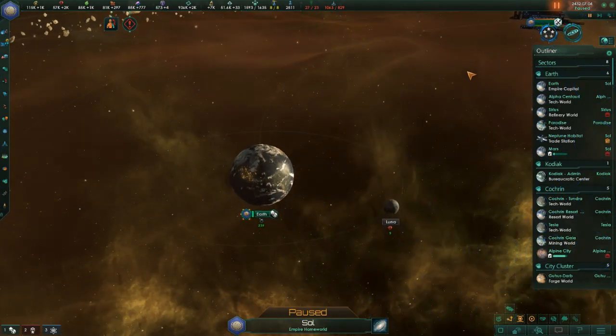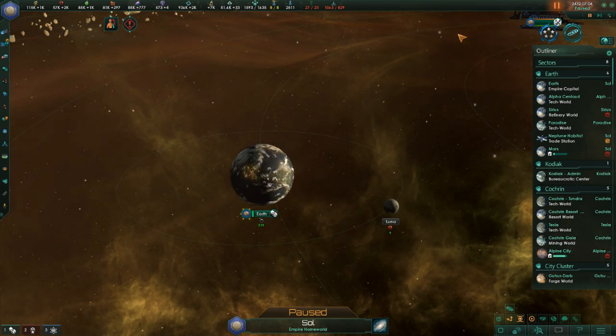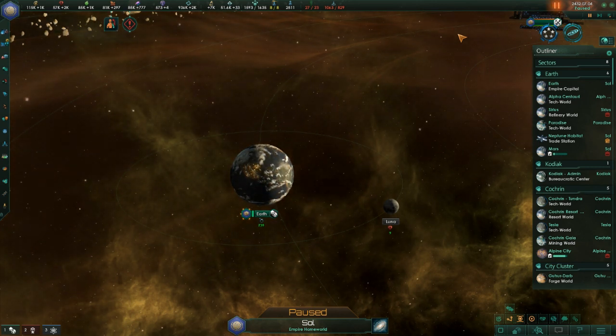Whew, and there you have it. That was the left side of this Empire screen. I will go into the right side next time, and yeah, this is a good place to stop for now.